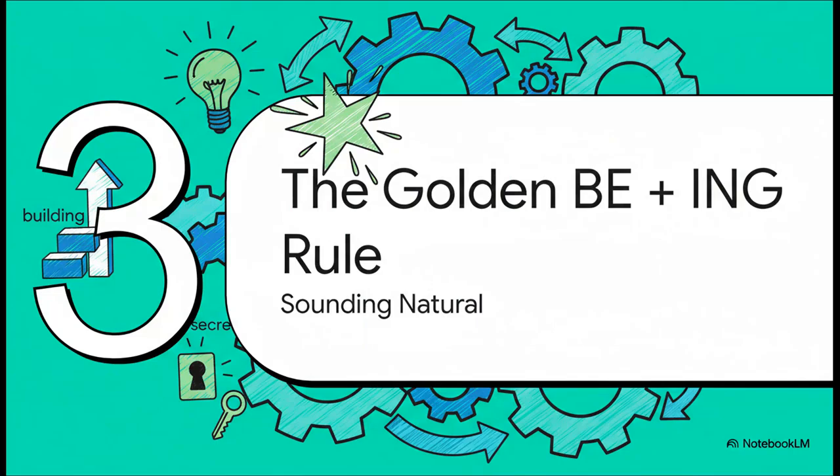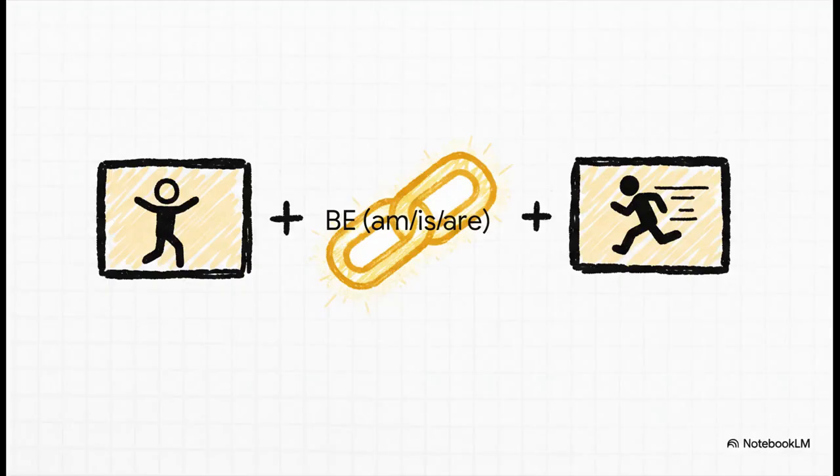All right, let's get to the solution. To talk about something happening right now, there is one simple, super powerful rule you need to burn into your memory. This is the secret right here. And here it is. The golden rule. It's subject plus a be verb plus your main verb with an -ing at the end. That be verb, am, is, or are, is the crucial helper. Think of it like the glue that connects the who with the what they are doing. It's the link that's missing when we translate directly in our heads.